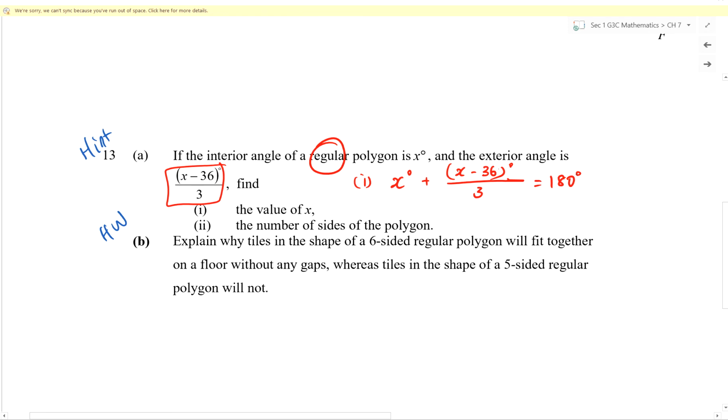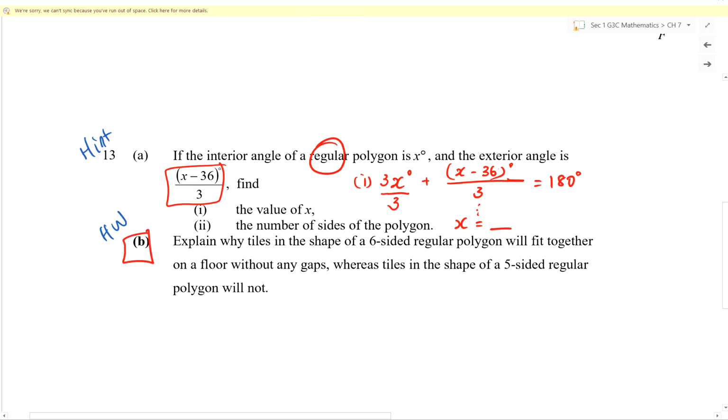So here is a test of your algebra. You are supposed to solve this and get x equals to something. Alright? You have an x plus a fraction, so you need to make the denominators the same. Okay, from here on, that's the end of the hint. Then you continue by yourself.